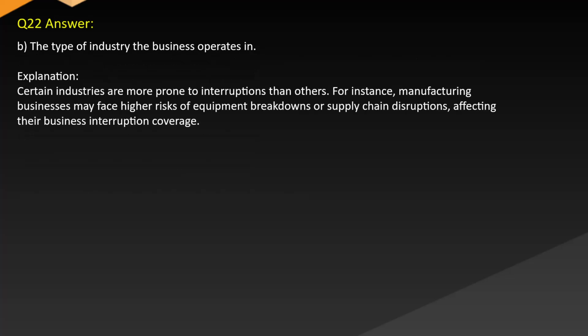Answer B. The type of industry the business operates in. Explanation. Certain industries are more prone to interruptions than others. For instance, manufacturing businesses may face higher risks of equipment breakdowns or supply chain disruptions affecting their business interruption coverage.